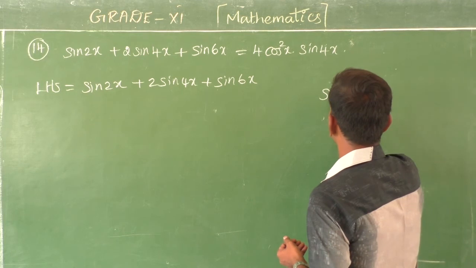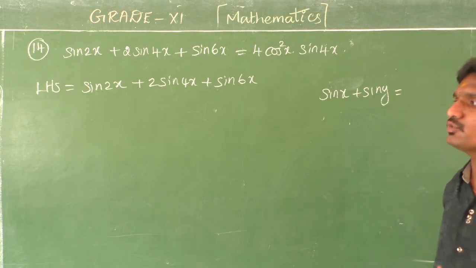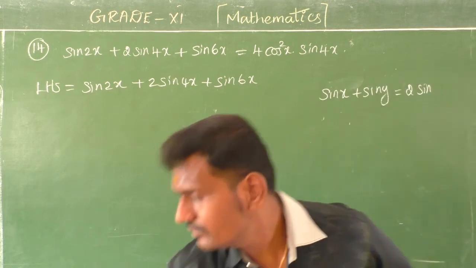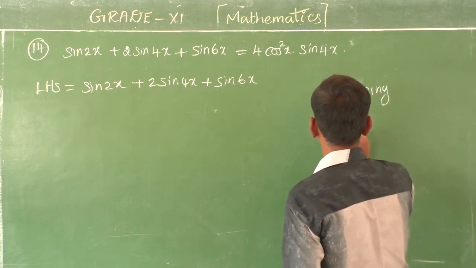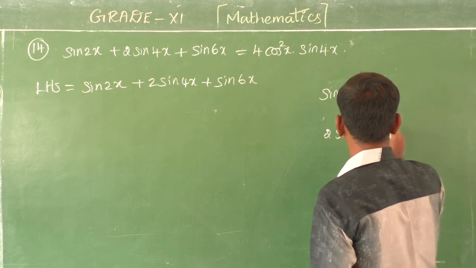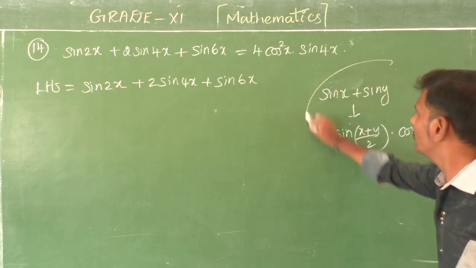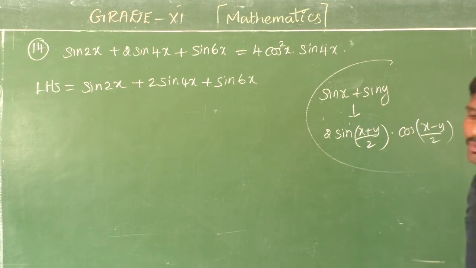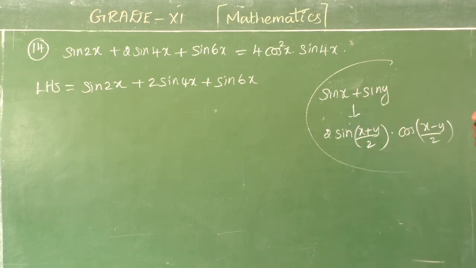Now coming to sin, in our question you have a formula. Sin x plus sin y, which is equal to, as I already told you, 2 sin x plus y by 2 into cos x minus y by 2. So this is the formula for sin x plus sin y, in your book page number 69. What is the formula? Sin x plus sin y equals 2 sin x plus y by 2 into cos x minus y by 2.